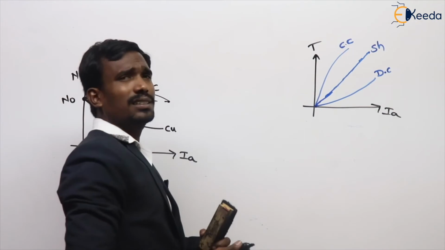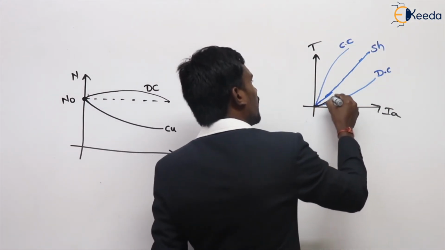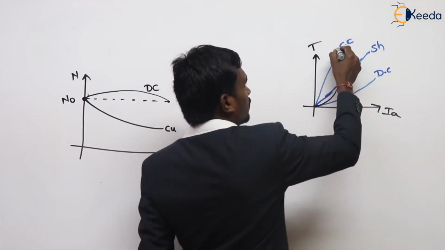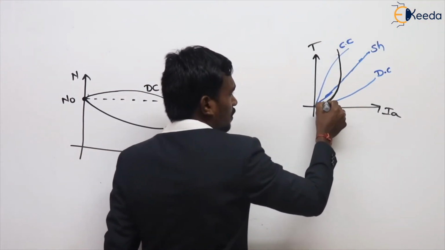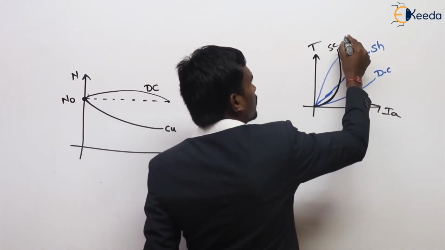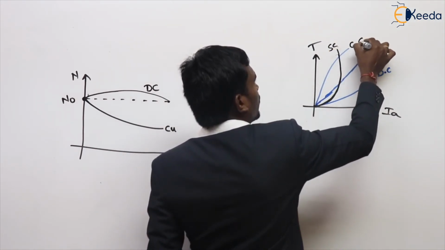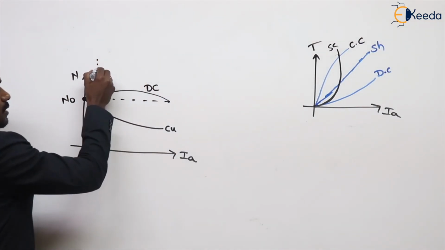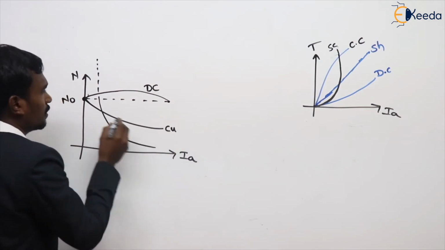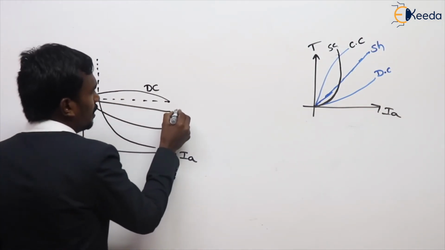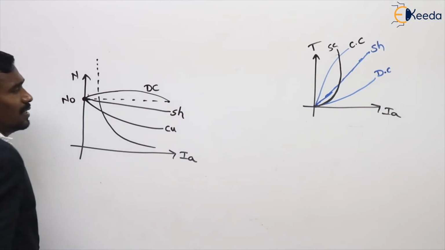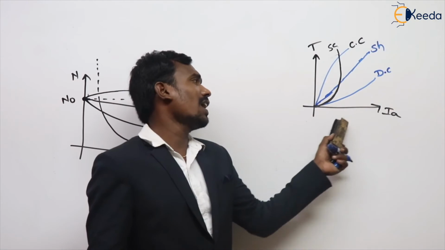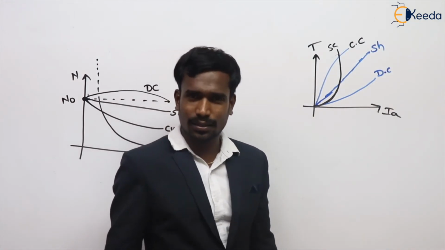What about series? The series torque is like a parabola. So, it is like this. This is the series and this is the cumulative compound, shunt and differential compound. And here, this is the series and this is the shunt. These are the speed characteristics for all the motors and the torque characteristics for all the motors.